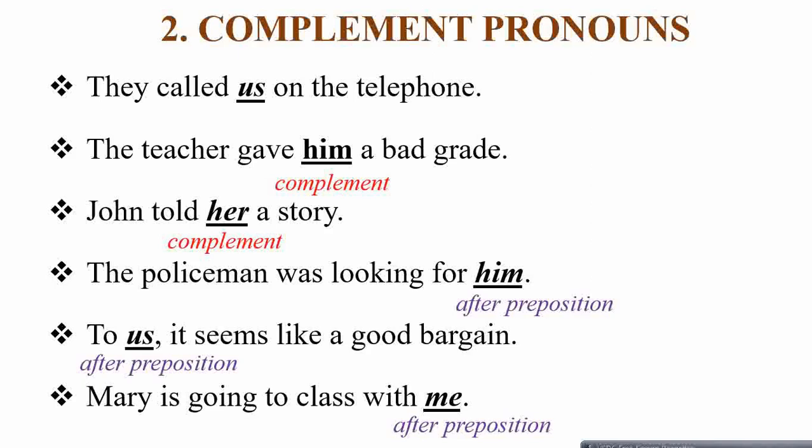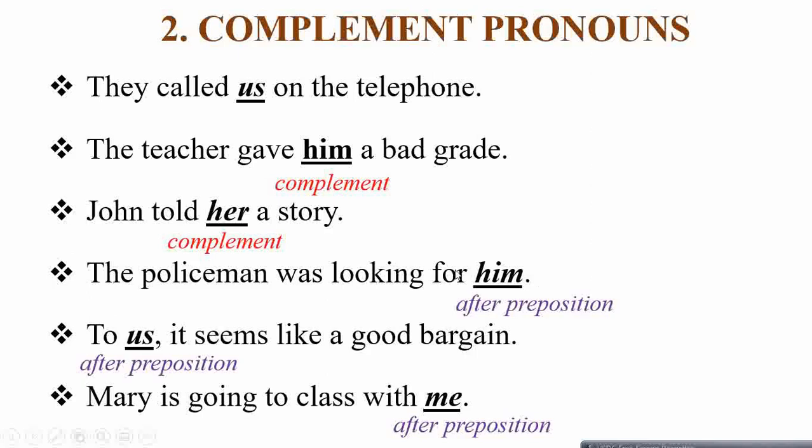They called us on the telephone. अब देखें, ये हमारा subject है, ये verb है, ये complement की position है. They called us on the telephone. The teacher gave him a bad grade. This is a complement position of the sentence. John told her a story, which is referring to a girl, her for a girl. Again, this is a complement position. The policeman was looking for him.